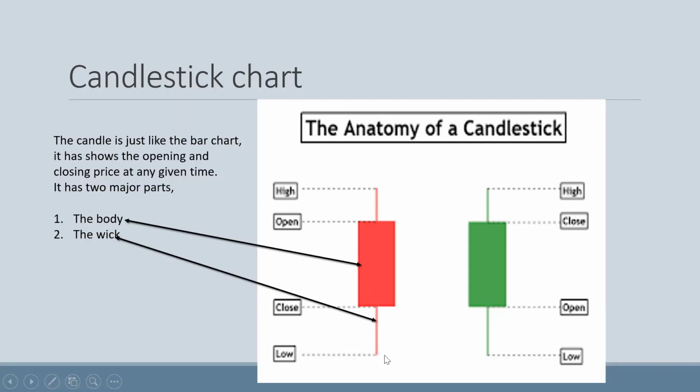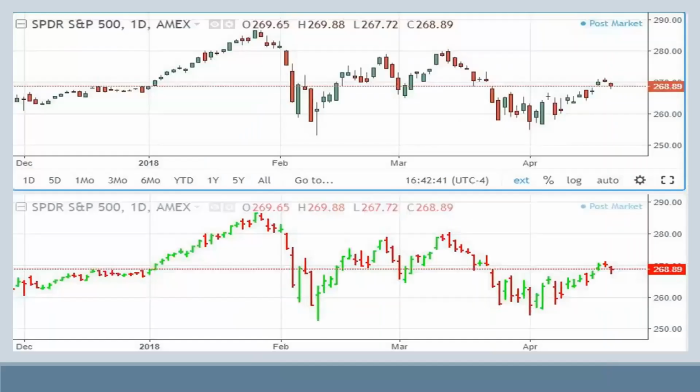Now, the lower wick just tells you that this was the lowest price that this candle reached when it was open. Do we understand? So now, the difference between the red color candle and the green color candle is basically that the red candle is indicating a bearish market, while the green candle is indicating a bullish market. We're going to go into that detail as we continue.